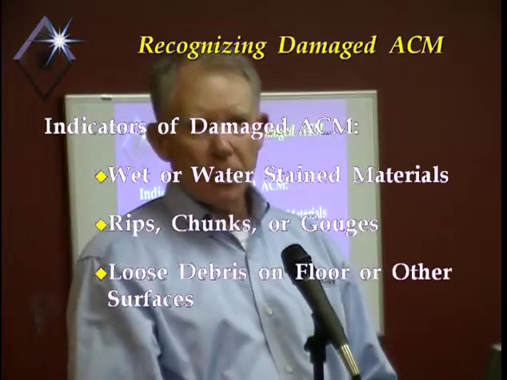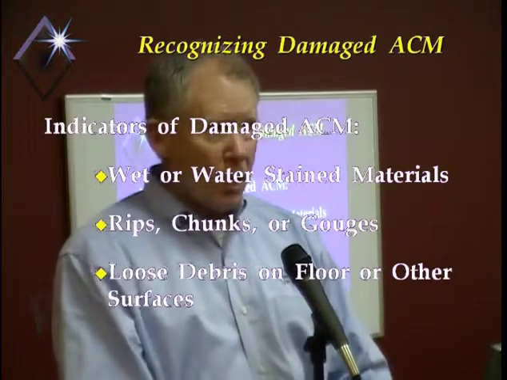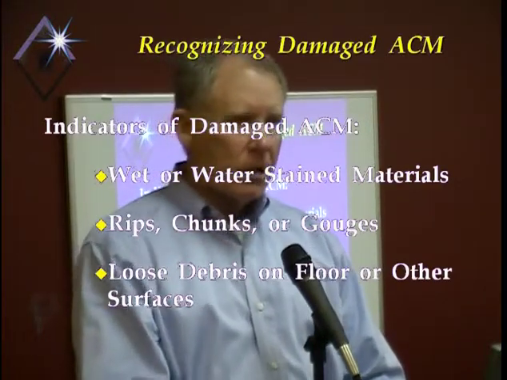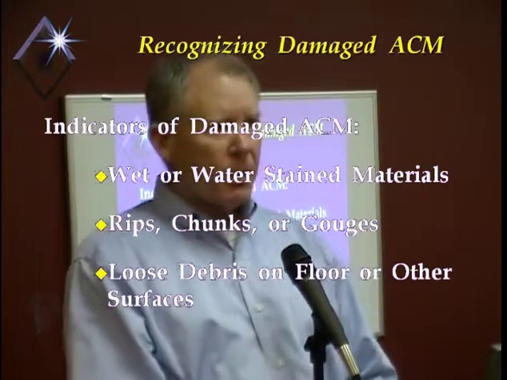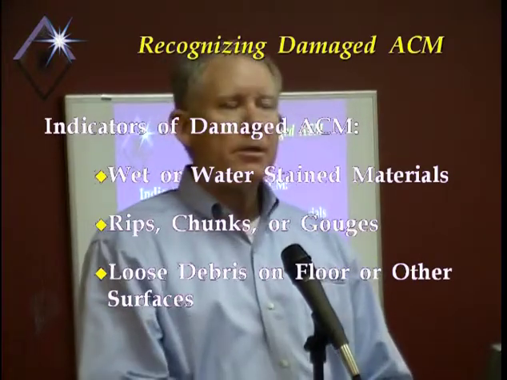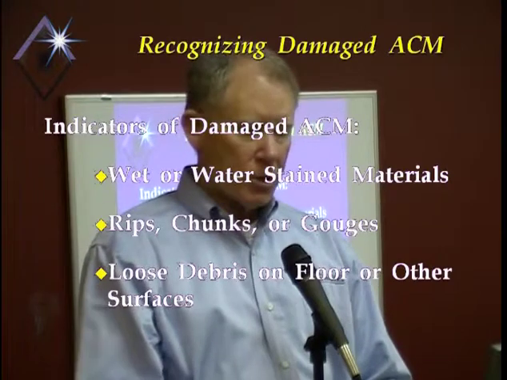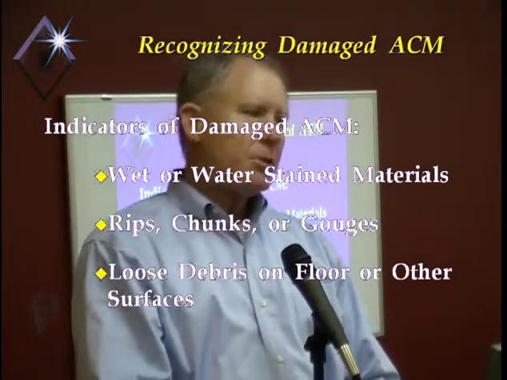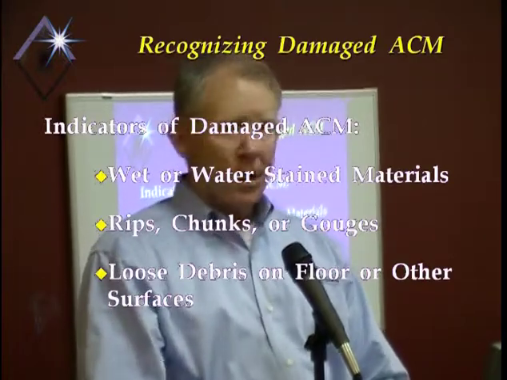So what are the indicators of damaged material? Well, first of all, if you have some material that is wet or water stained, that's an indicator that you might have something going on that creates a damaged situation. If you have rips or chunks or gouges, if pipe insulation or floor tiles are gouged out, that's an indication that you have some damaged material.